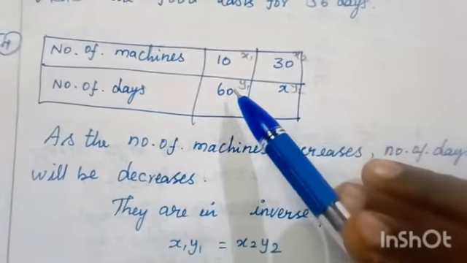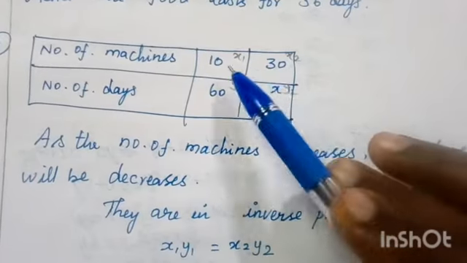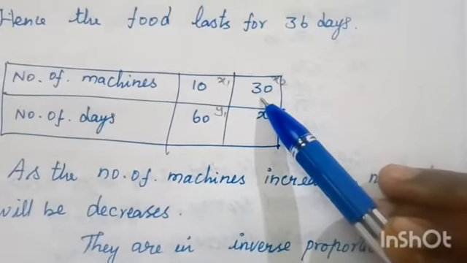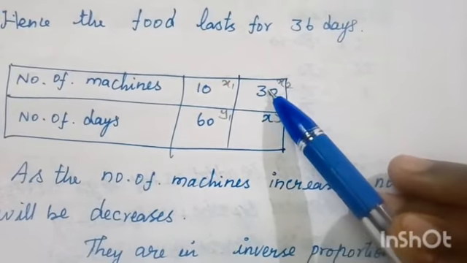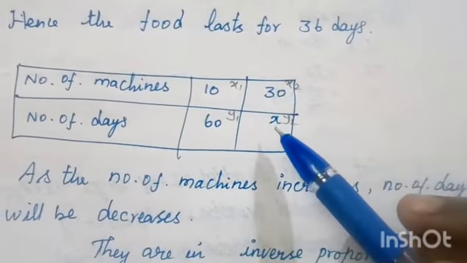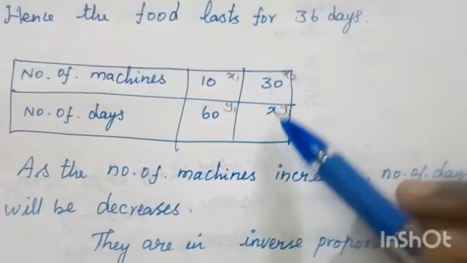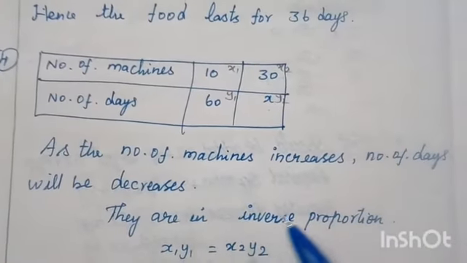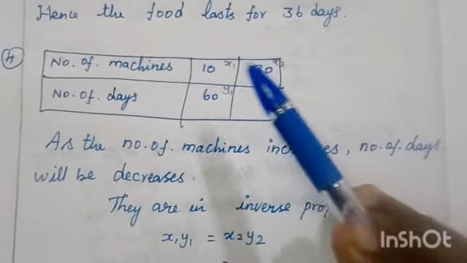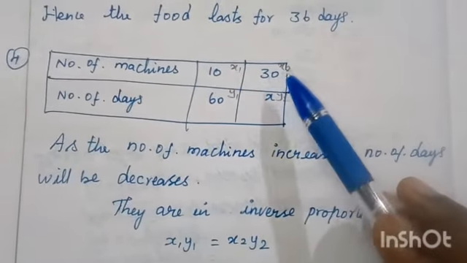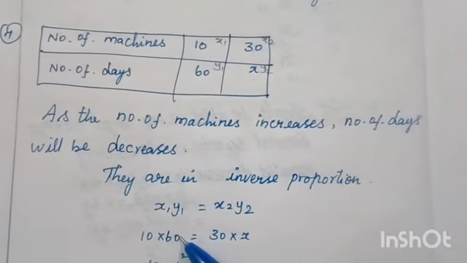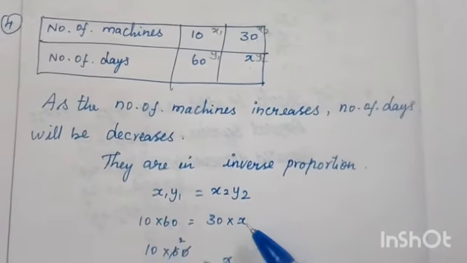As you have to compare these two, you have to compare with the same quantity. As machines are increased, the number of days will be decreased. So the number of machines increases, number of days decreases. They are in inverse proportion. So it is x1 y1 equal to x2 y2. x1 is 10, y1 is 60, x2 is 30 into x. We want to find x.